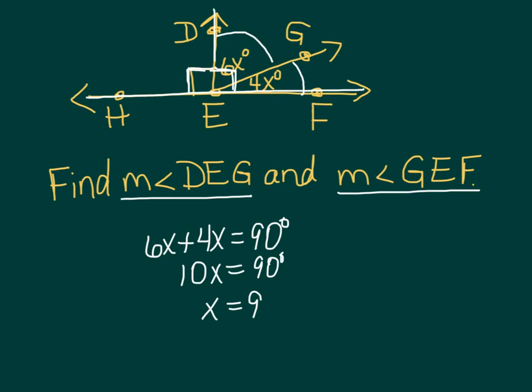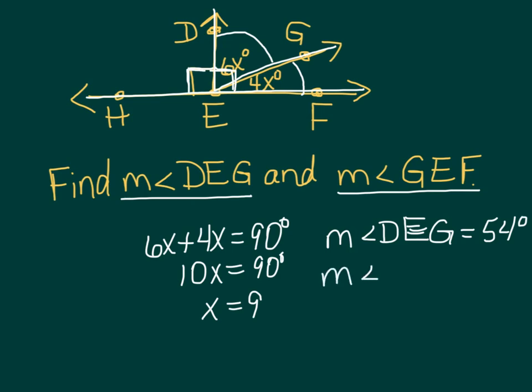Well, here's DEG. And so if we put 9 in for x, we have 6 times 9 is 54. So we will get the measure of angle DEG equals 54 degrees. Now we also need the measure of angle GEF. And the measure of GEF is 4x, or 4 times 9, and that is 36 degrees. And if you add those two things up, you get that equals 90 degrees. So our solution is correct.